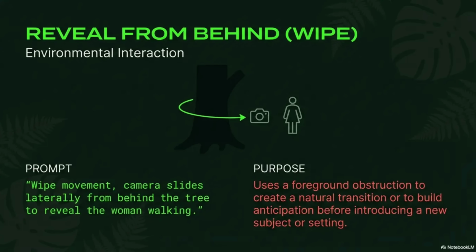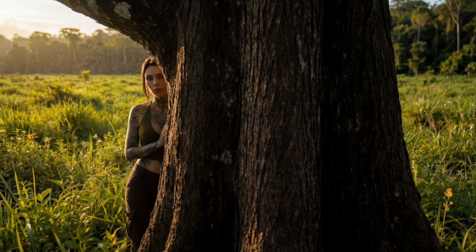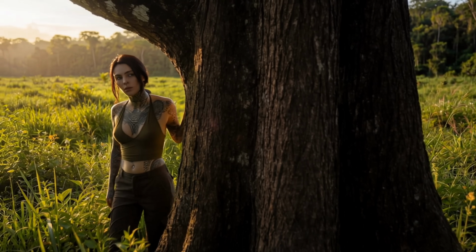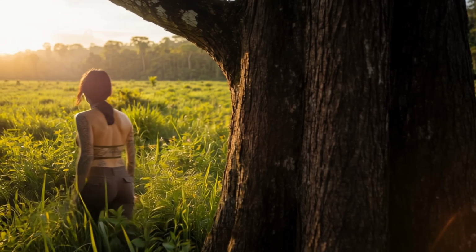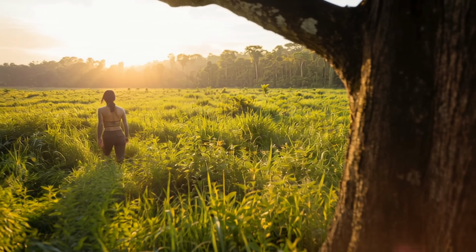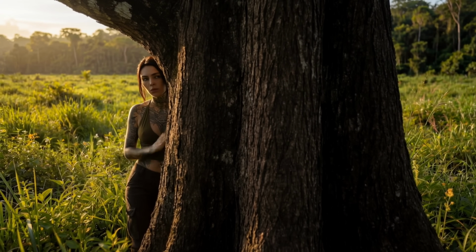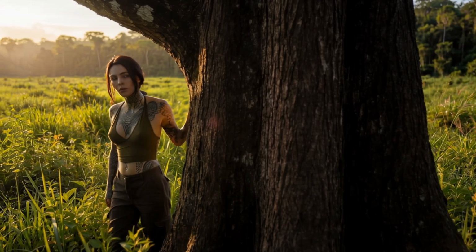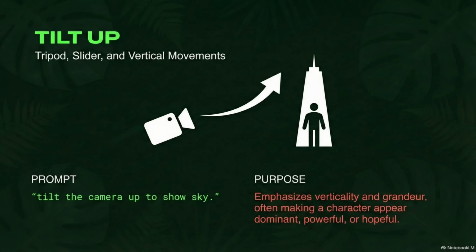Reveal from behind uses a foreground obstruction to create a natural transition or to build anticipation before introducing a new subject or setting. In this highly cinematic shot, you can create incredible revealing moments. Use the prompt: wipe movement, camera slides laterally from behind the tree to reveal the woman walking. Tilt up.